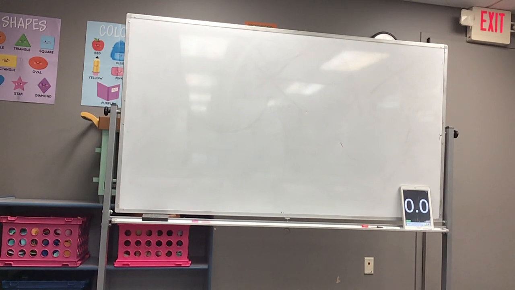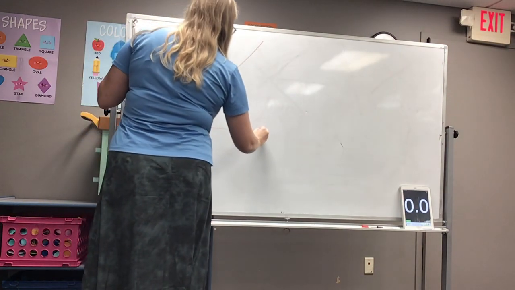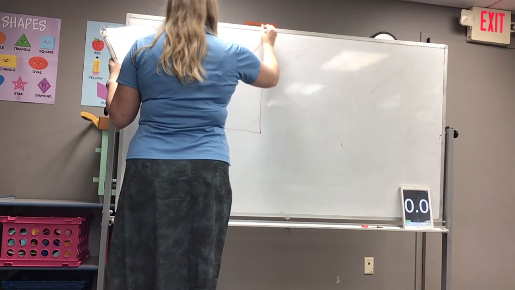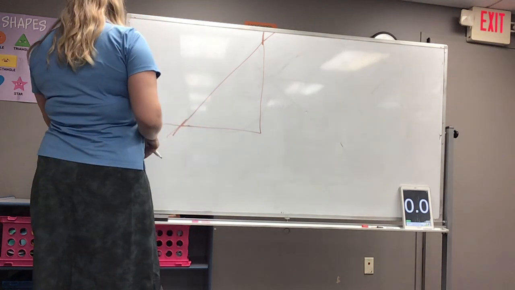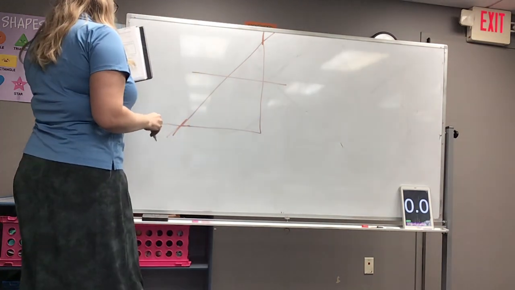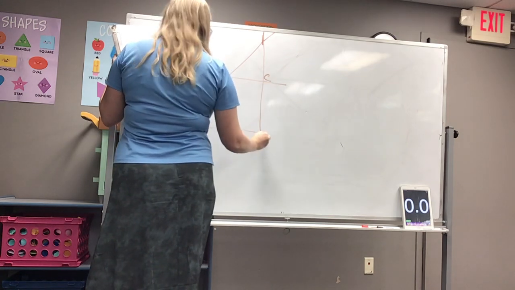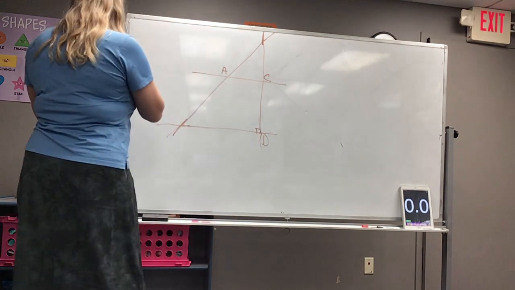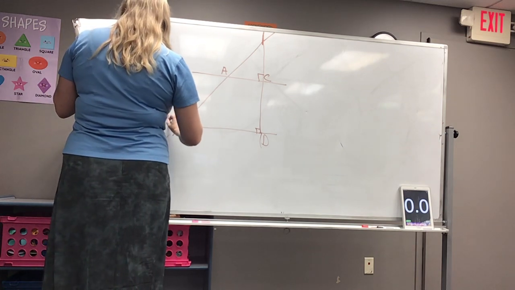All right. We have a triangle. We have lines extending beyond in order to create angles. And we have a line crossing through. We have angle A, C, D. We have a right angle. We have a right angle. We have 132.